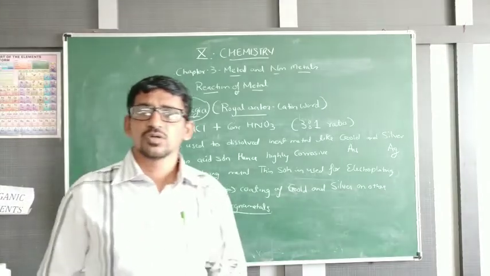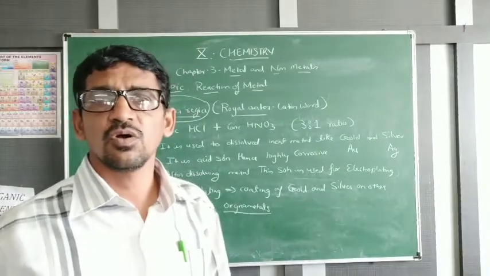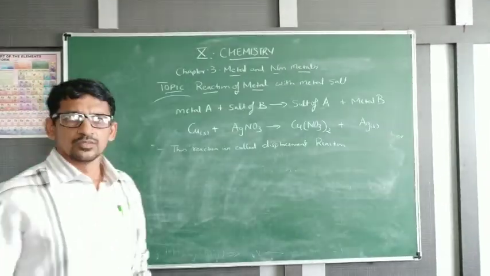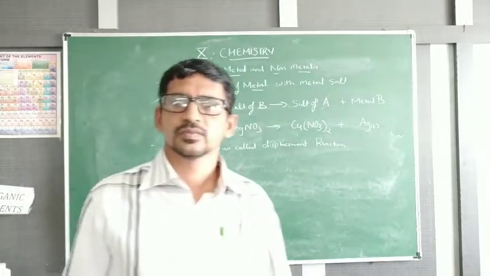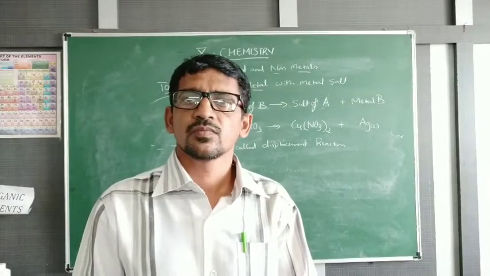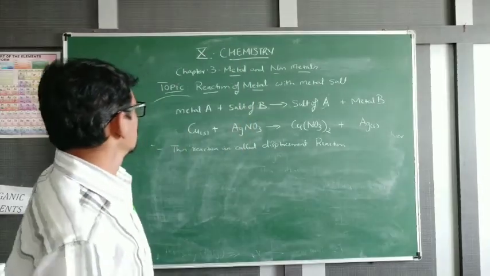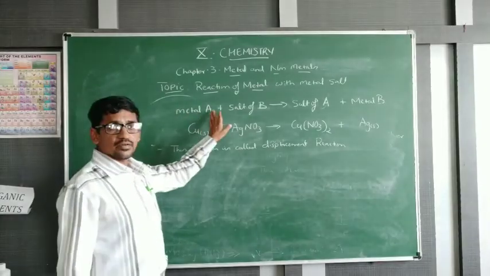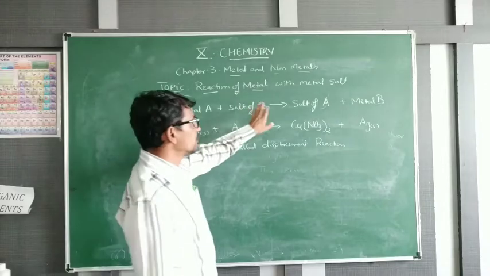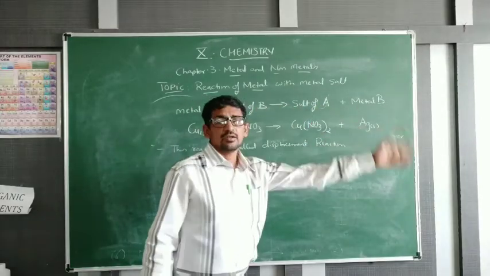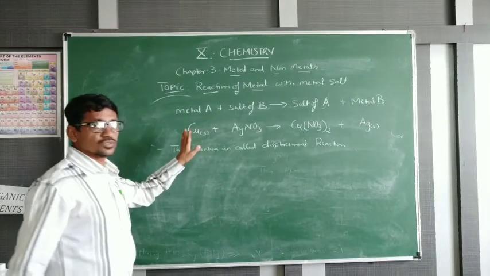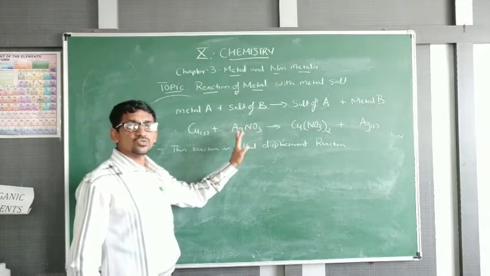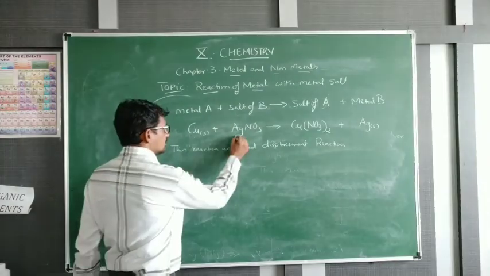Next we discuss the fourth property, reaction of metal with metal salt. If metal A reacts with the salt solution of B, it will convert into the salt of A and metal B is obtained. Suppose you take copper and react copper with AgNO3, silver nitrate, then a displacement reaction takes place.